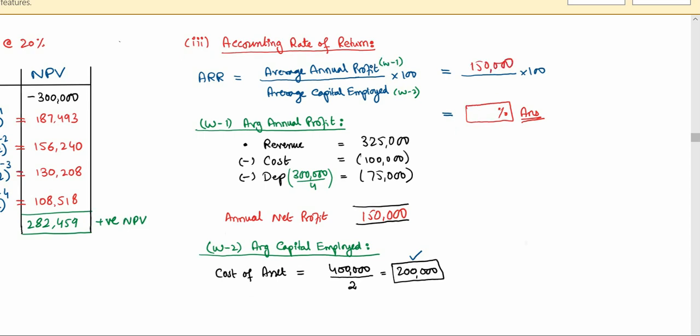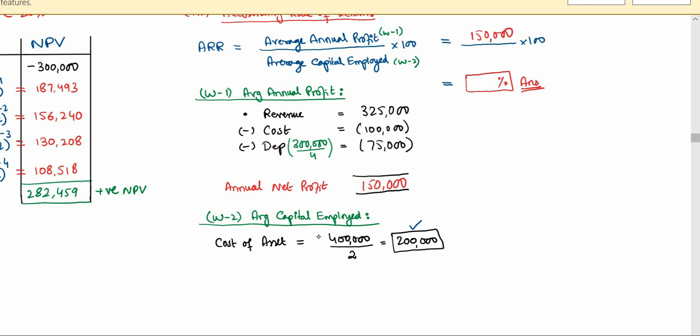Now average capital employed. Average capital employed is very easy in our case. Cost is 300,000, so just 300 divided by 2, it will be 150,000. So 150,000 is the average capital. So 150 divided by 150, now it will be 100%. So 100% is my answer.